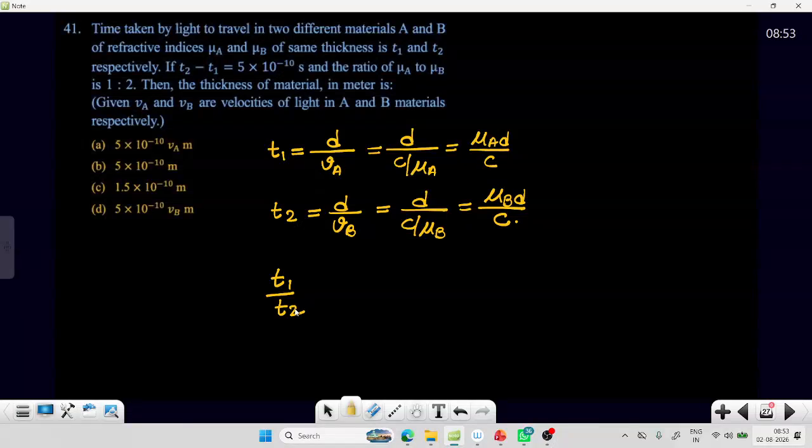Now see the problem. Sir, what is indices? No, sir, refractive indices. Refractive index, if you have a refractive index, it is singular. Plural we use indices. Okay, sir.